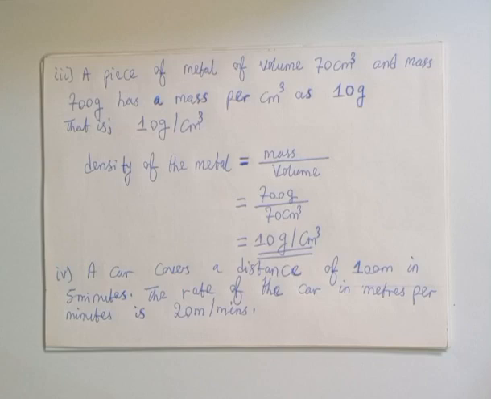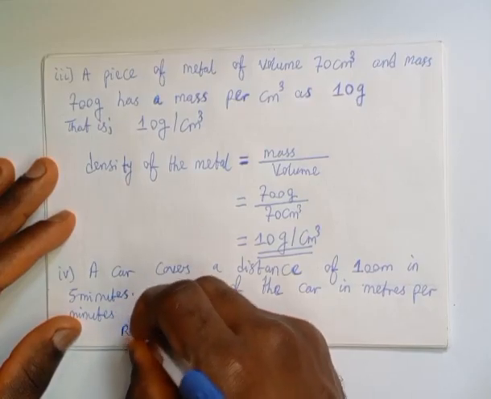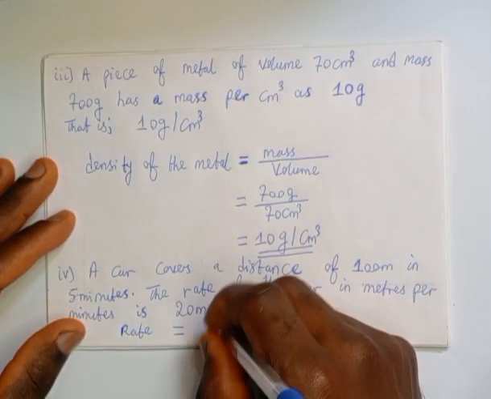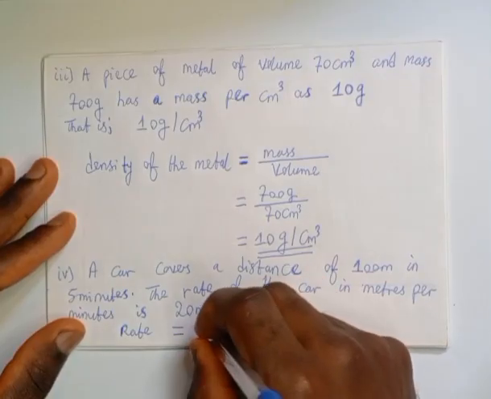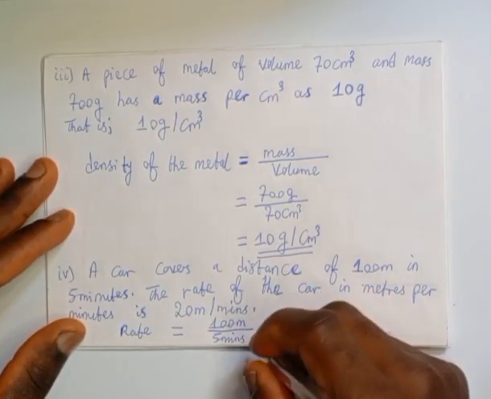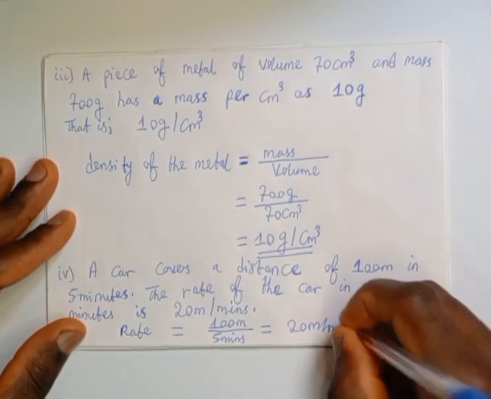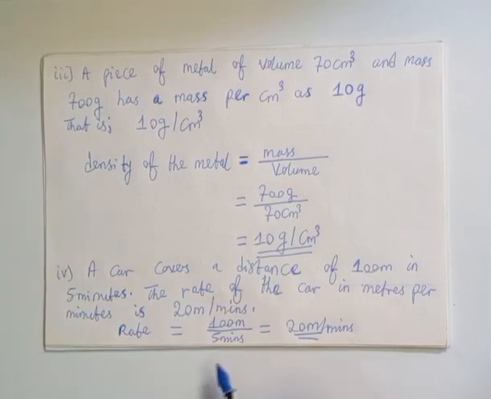That's what it means. And for us to get this rate, we are simply going to divide the distance covered by the car by 5 minutes, the time taken. This will give us the rate to be equal to the distance covered, which is 100 meters over 5 minutes. And this will simply be equal to 20 meters per minute. You can see in this case the rate is the speed.